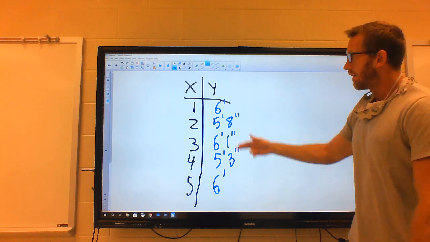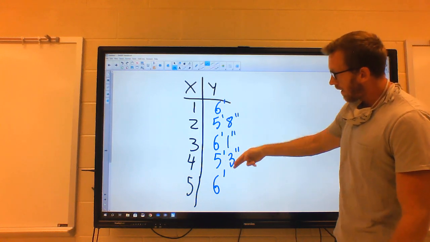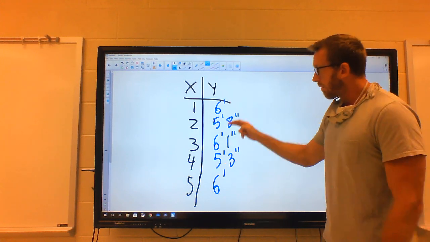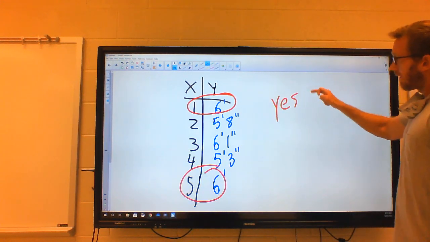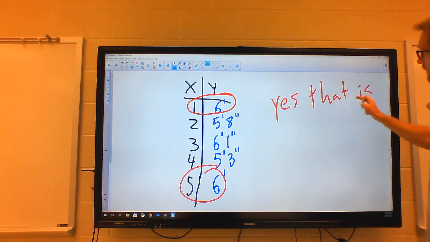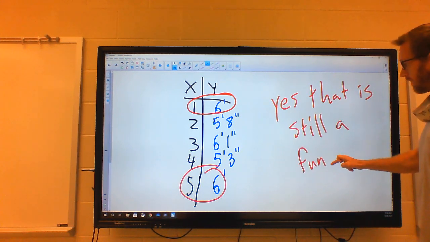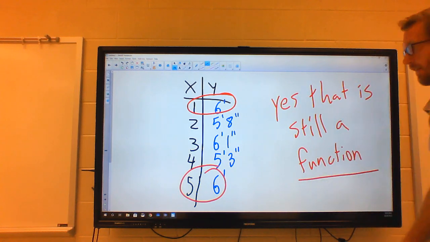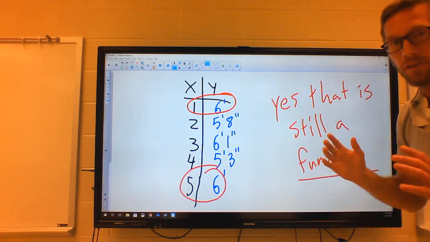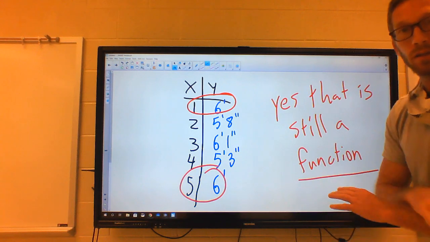This still makes sense. First person is 6 feet tall, second person is a new height, third person is a new height, fourth person is a new height, fifth person also 6 feet tall. Yes, that is still a function. I'm writing on the board just in case you have me muted because you don't like hearing my voice. My fault, sorry. Yes, that is still a function. Two people can have the same output height. That is allowed. Two people can have the same height. Totally allowed.